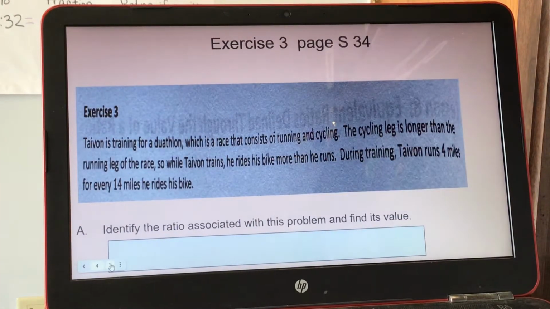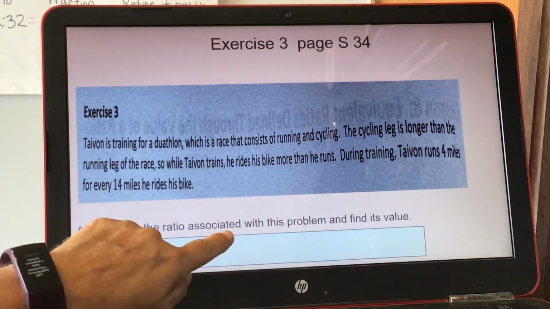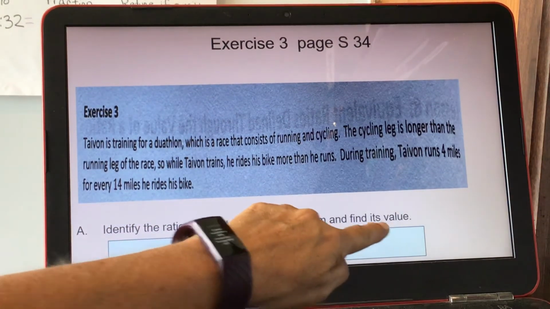Exercise 3. All right, so Taivon is training for a duathlon, which is a race that consists of running and cycling. The cycling leg is longer than the running leg of the race. So while Taivon trains, he rides his bike more than he runs. During training, Taivon runs 4 miles for every 14 miles he rides his bike. So 4 to 14. So we identified the ratio. Now they want you to find its value.